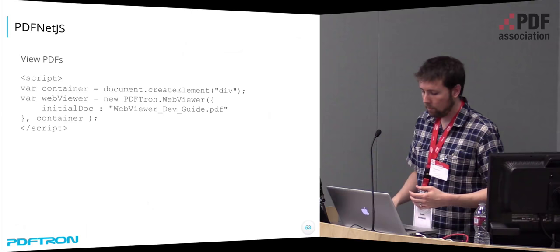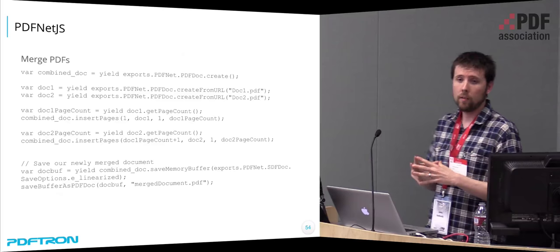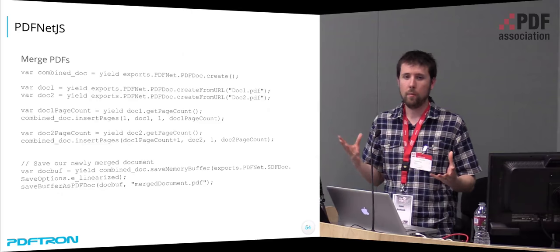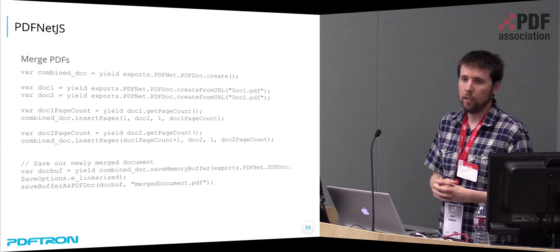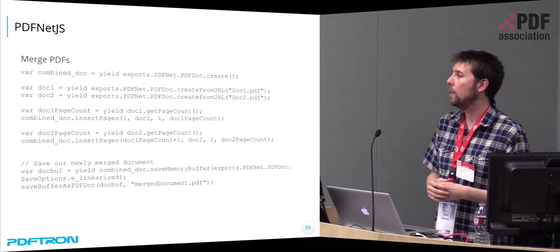You don't have to look at every line of code. This is just to show sort of like, I guess, the complexity level of doing things with PDFNetJS. This would be for merging two PDFs. And it's essentially the same as it would be in a native app in any of our native SDKs. So this creates a new blank PDF and then opens the two PDFs upon merging, takes the pages from the existing PDFs, adds them to the blank one, and then at the end saves it back to disk.